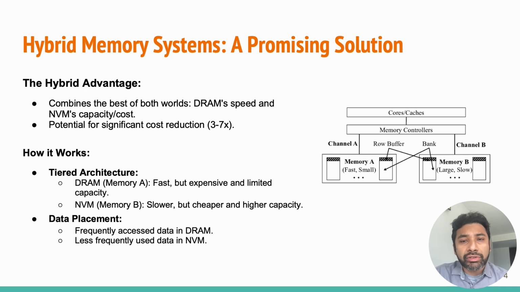Hybrid memory systems, which combine DRAM with non-volatile memories, offer a promising solution to this bottleneck. By leveraging the speed of DRAM and the capacity and cost effectiveness of non-volatile memories, hybrid systems can achieve significant cost reductions while maintaining performance. This tiered architecture allows frequently accessed data elements to reside in DRAM for fast access, while less frequently used resources are stored in non-volatile memories.